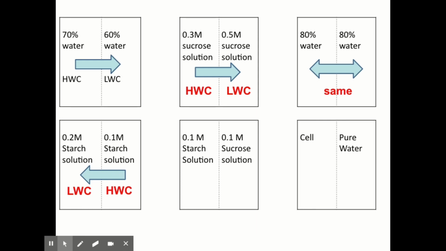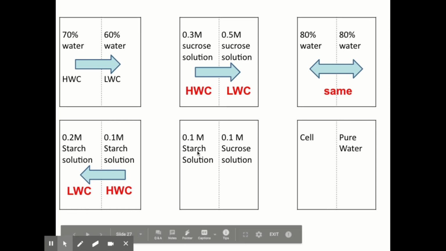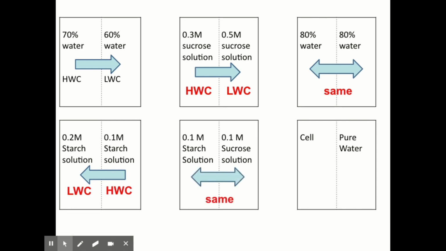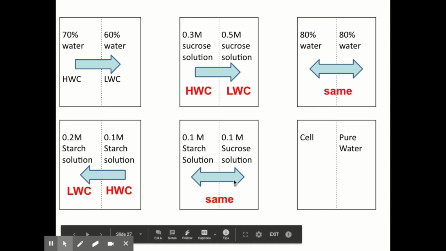For number 5, this is the same even though the types of substances, starch and sucrose, are different. It doesn't matter. 0.1 for both of them, so they're still the same volume of space for water, which means that both of them will have identical concentrations of water, so water will move back and forward just like it did up here in the same way.